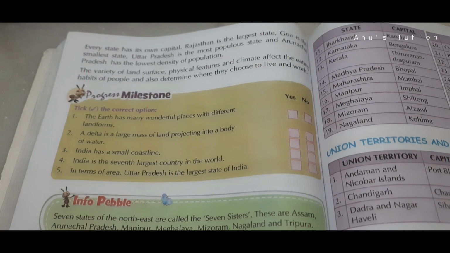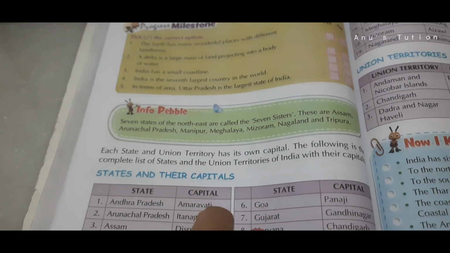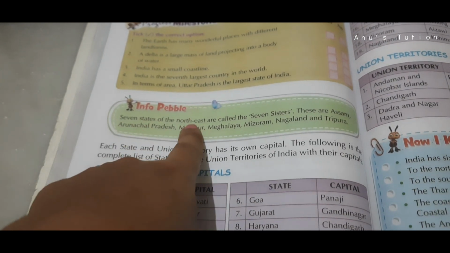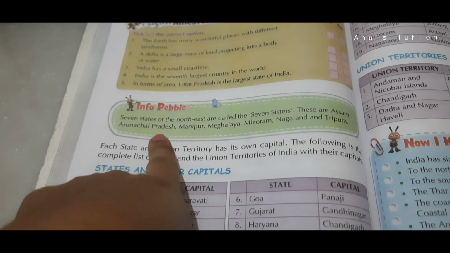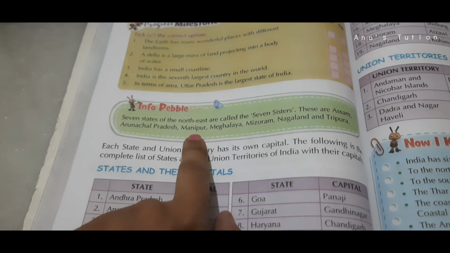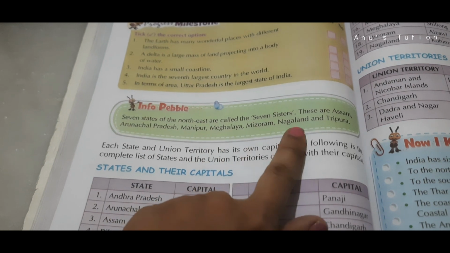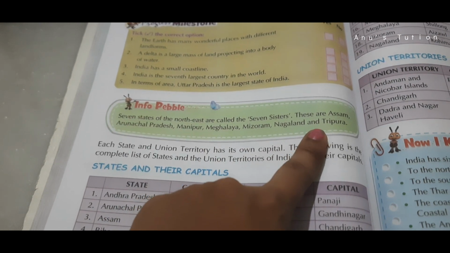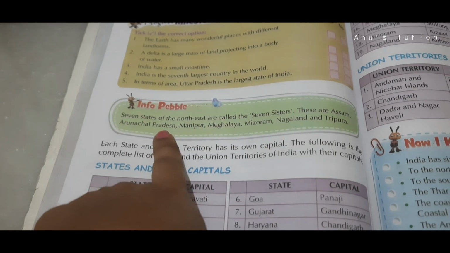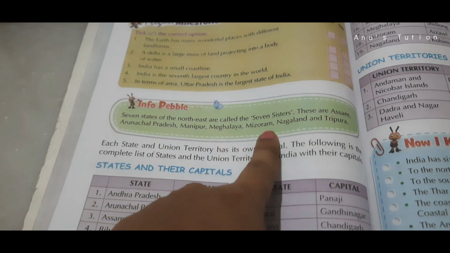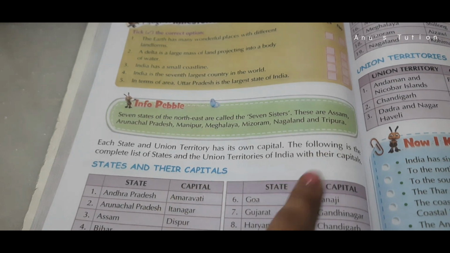Next, 7 states of the northeast are called 7 sisters. These are Assam, Arunachal Pradesh, Manipur, Meghalaya, Mizoram, Nagaland and Tripura.